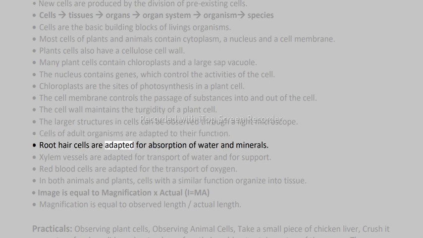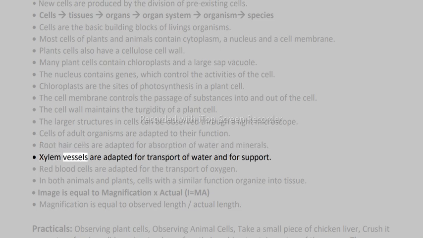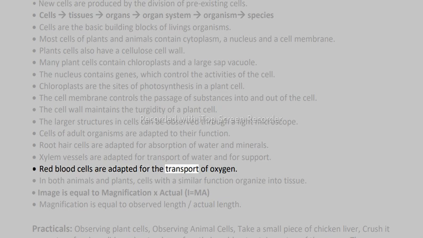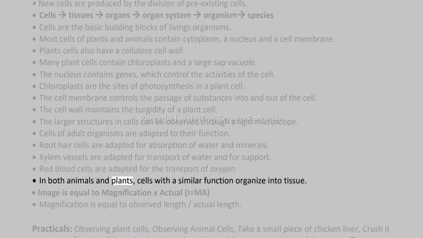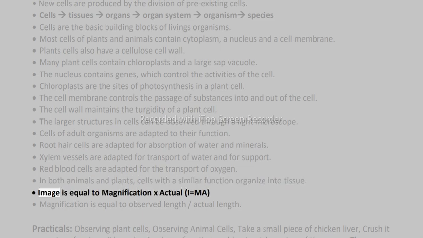Cells of adult organisms are adapted to their function. Root hair cells are adapted for absorption of water and minerals. Xylem vessels are adapted for transport of water and for support. Red blood cells are adapted for the transport of oxygen. In both animals and plants, cells with a similar function organize into tissue. Image is equal to magnification x actual, I equals MA. Magnification is equal to observed length divided by actual length.